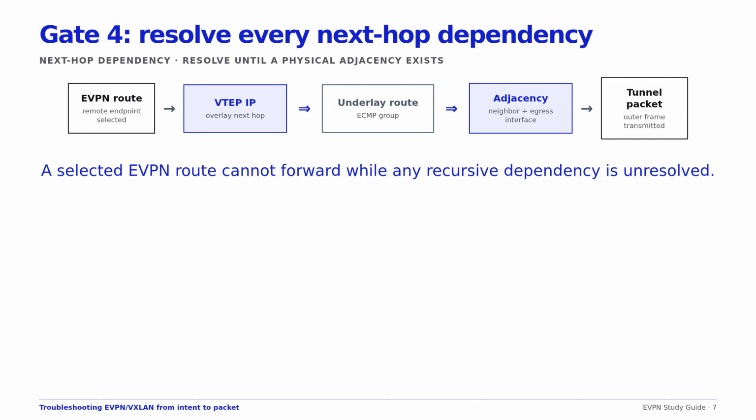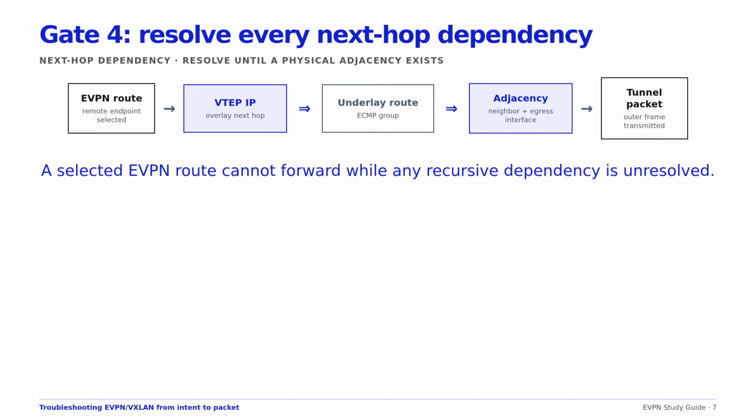An EVPN path may depend on more than its BGP next hop. A Type 5 prefix can use a gateway IP or ESI overlay index that resolves through Type 2 or Type 1 state. A multi-homed MAC may depend on EAD routes for alias paths.